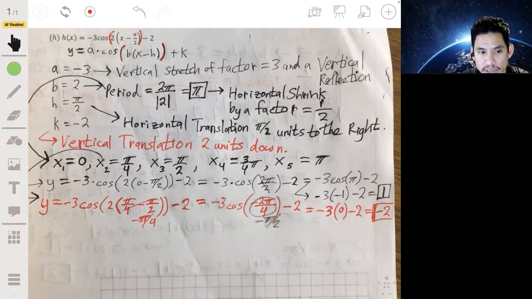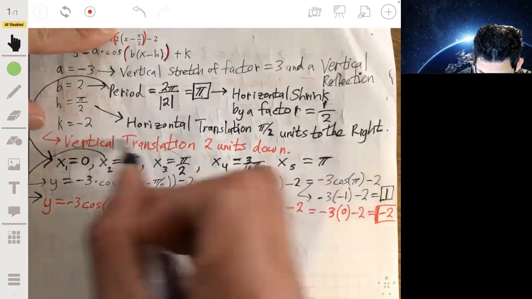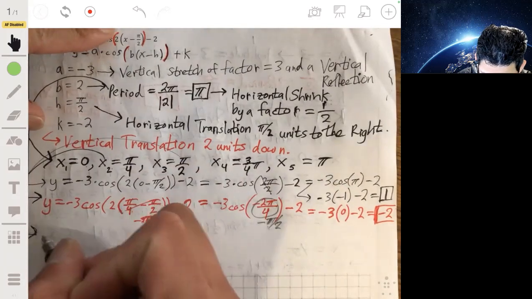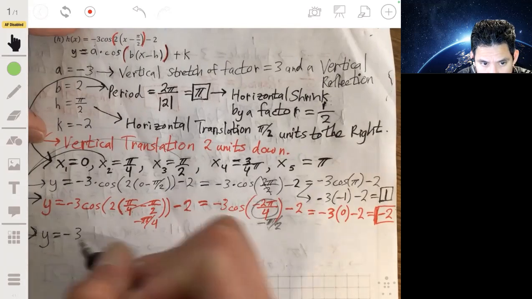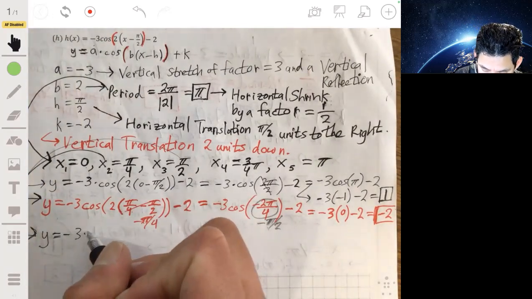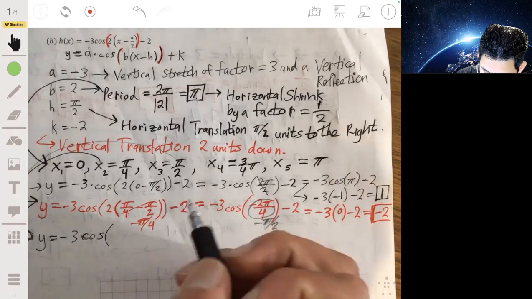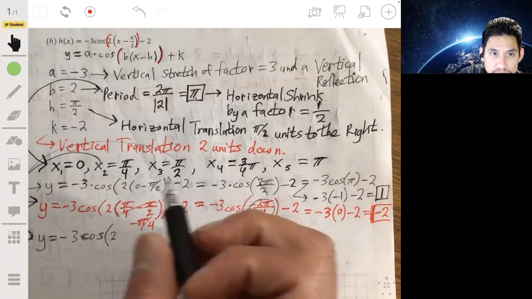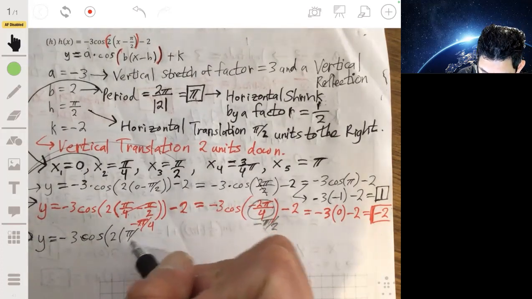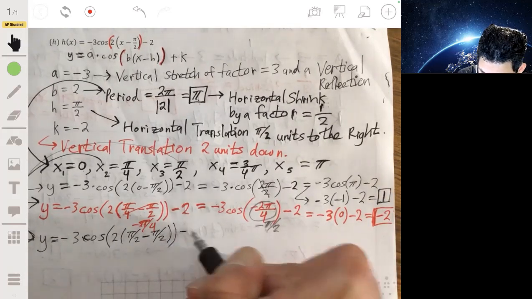All right, next we got x equals pi over 2. Y will be -3 times the cosine of 2 times pi over 2 minus pi over 2 minus 2.